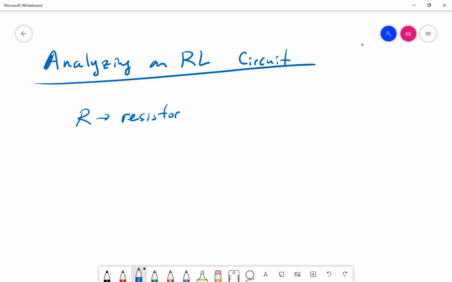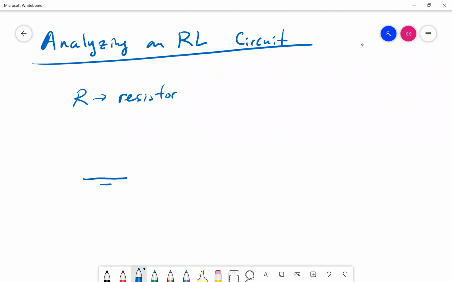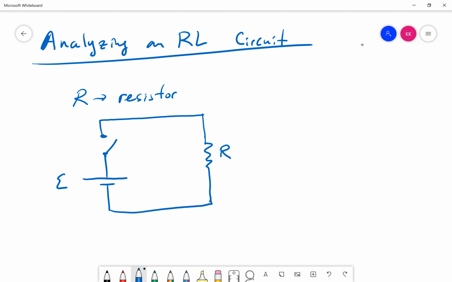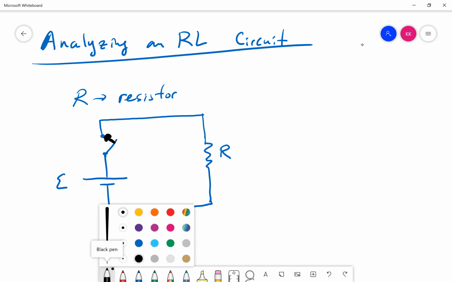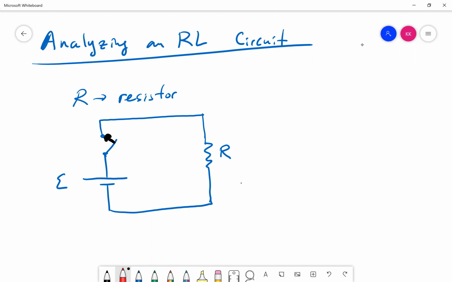Now imagine we have a battery, some kind of EMF source, and a switch, some kind of open switch, and the system is connected to a resistor. There you go. So this is a simple circuit with just a resistor. Now, as soon as we close the switch, there's a closed circuit, so there's a current in the circuit that has a value of I.